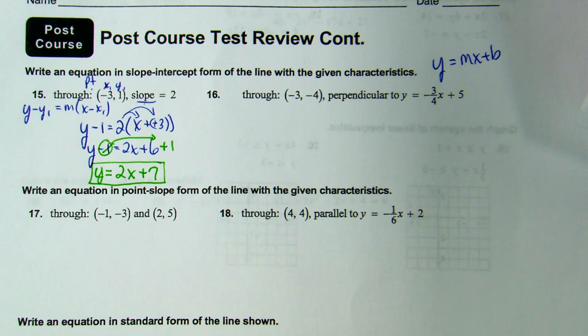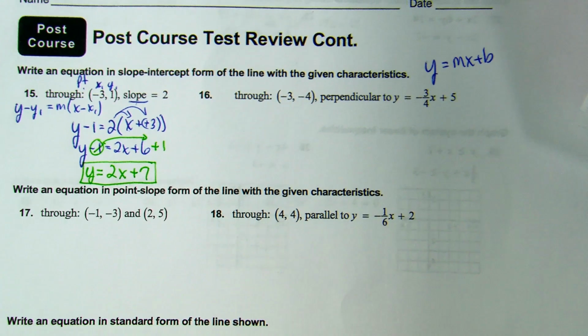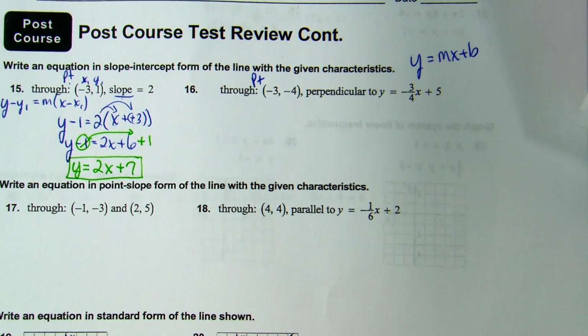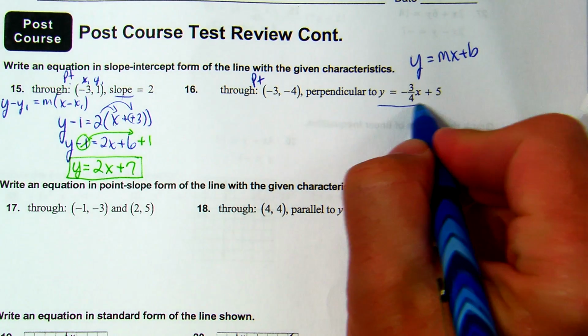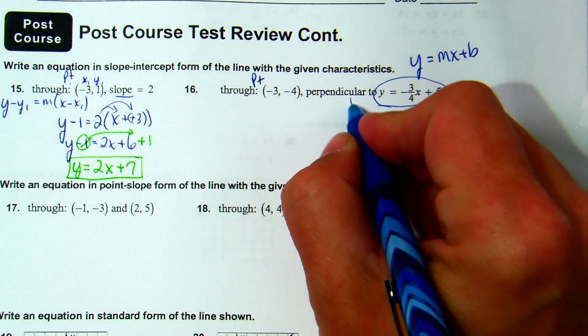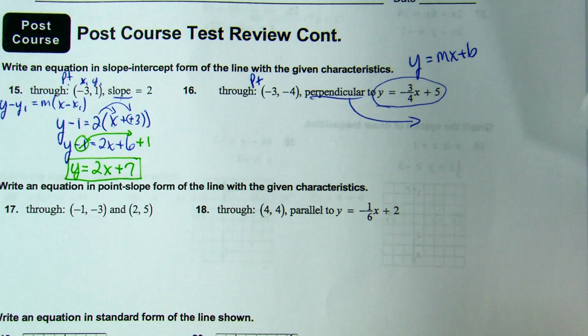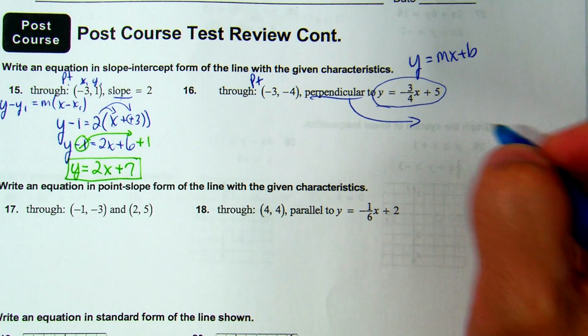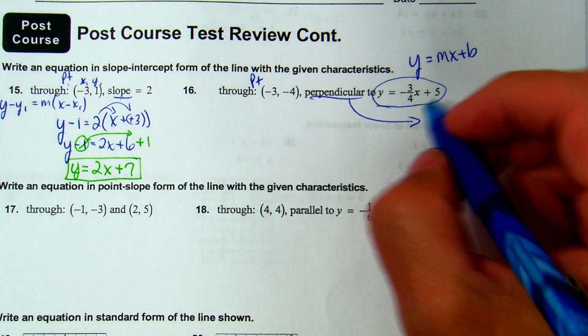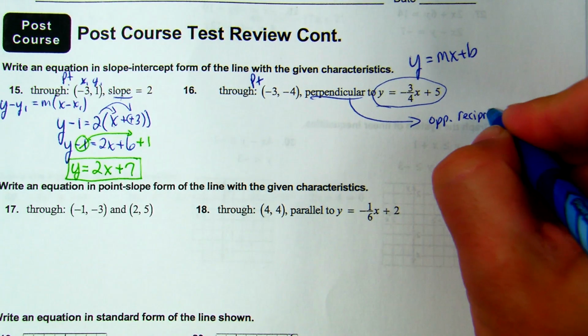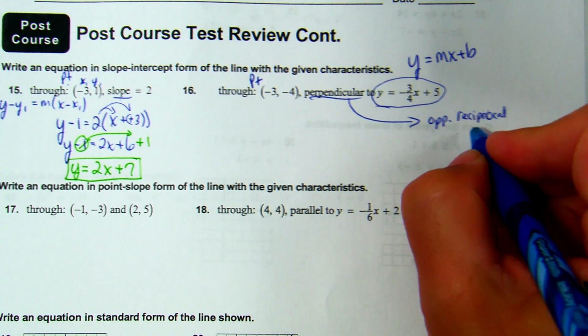The next one, they tell us that it goes through this point. So once again, they're giving us a point. And then they say it's perpendicular to this equation right here. And perpendicular, we always pull these things out. When I see perpendicular or parallel, I immediately write the definition of what that means, or how it correlates to this equation and the slope that's there. Perpendicular means I'm going to have an opposite reciprocal.